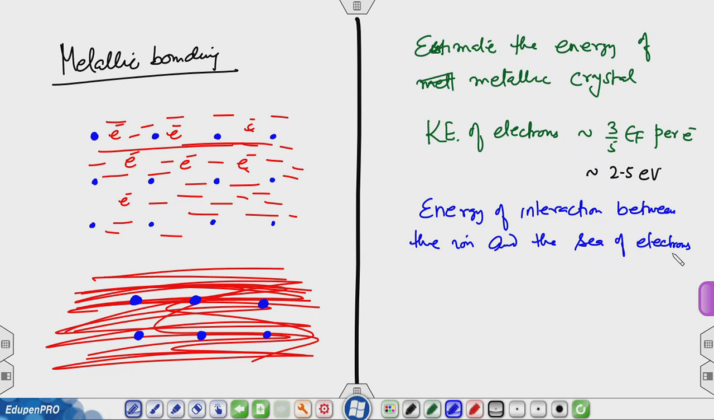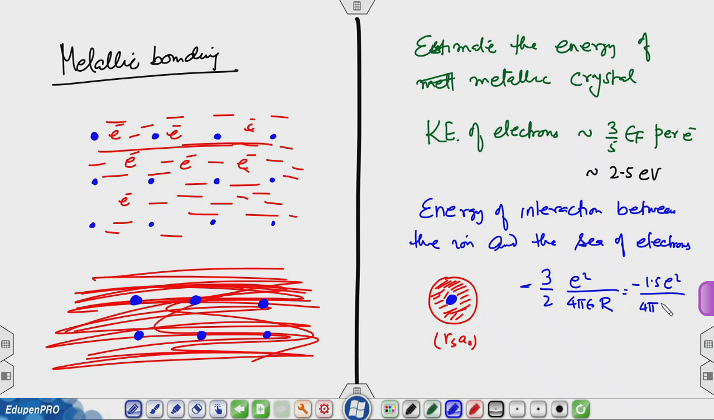So, what I can assume is that here is this ion and it is surrounded by exactly the same amount of charge. So, 1 electron charge in a sphere of radius r_s a_0. We had already introduced this. So, if I assume the uniform charge density, this energy of the ion is going to be roughly minus 3/2 e^2 over 4 pi epsilon_0 r. R is the radius, so minus 1.5 e^2 over 4 pi epsilon_0 r_s a_0.